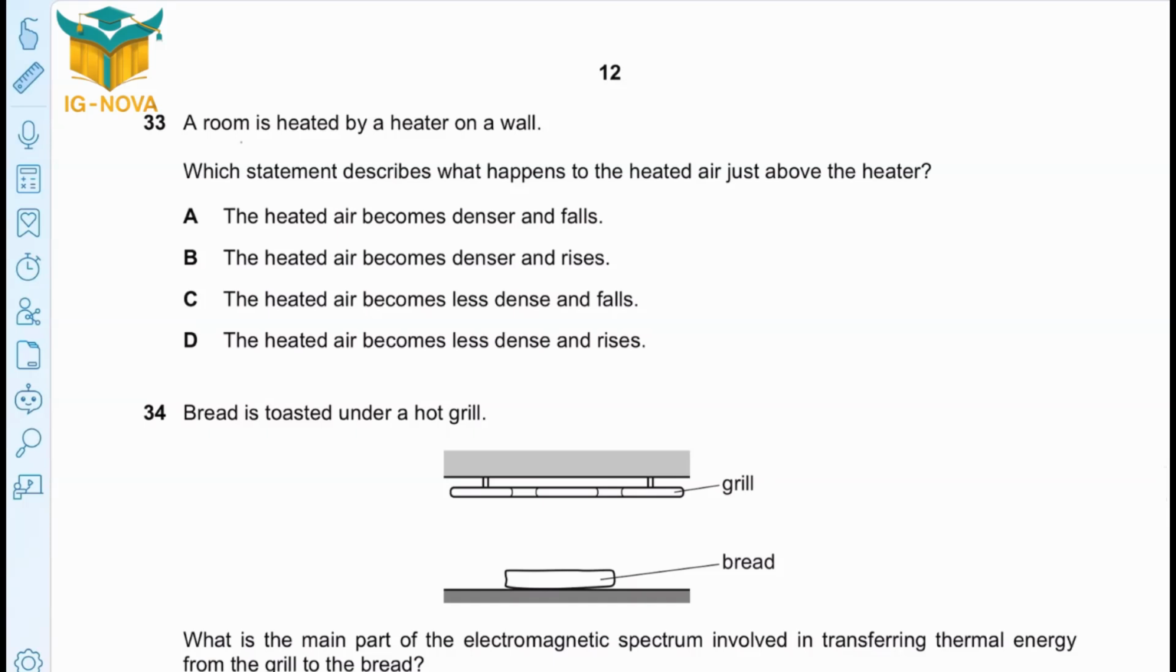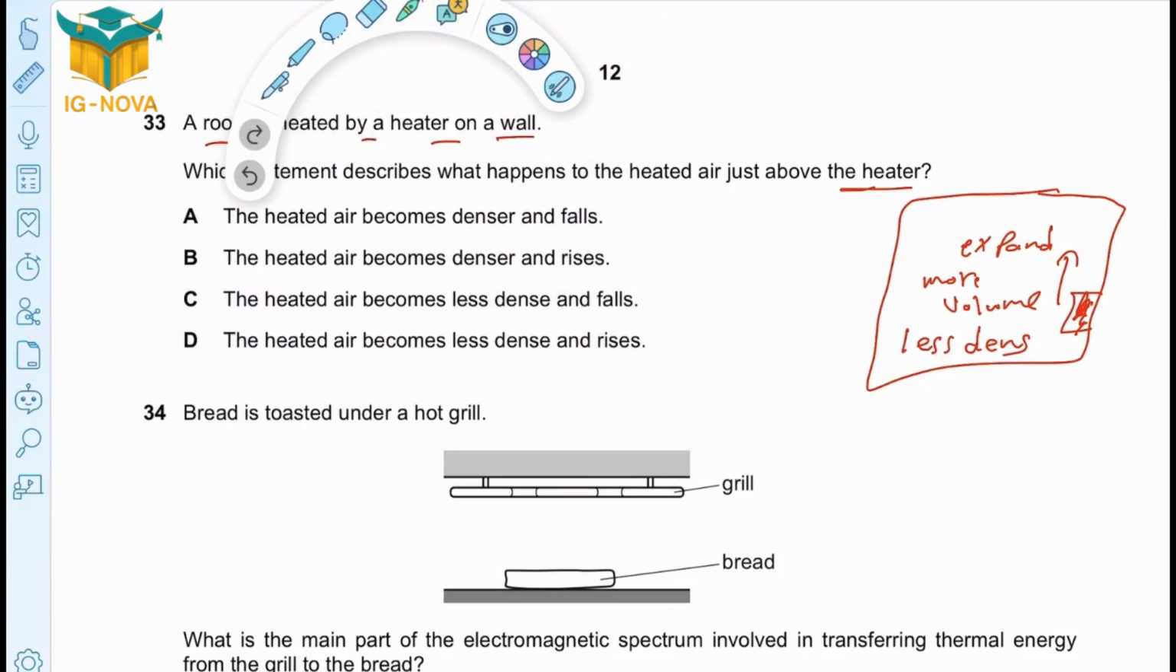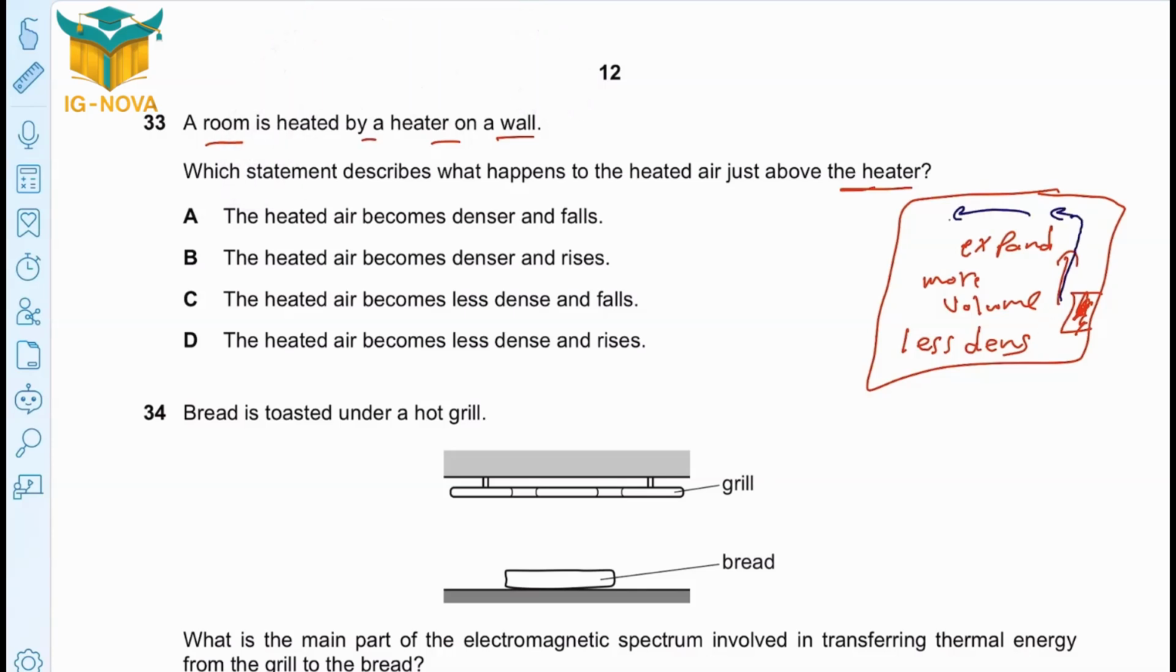Question 33. A room is heated by a heater on a wall. You have a heater and heater wire. Which statement describes what happens to the heated air just above the heater? اللي بيحصل، والله أنا عارف إن the heated air starts to expand. Expand means more volume. More volume means less dense. Less dense, so this rises up. خلينا نوريك convection current. Above that, less dense air moves up. It continues moving around the room till it cools, then goes down, continuing in a circulation. And this is convection current. Convection current برضو من definitions اللي بتيجي كتير.